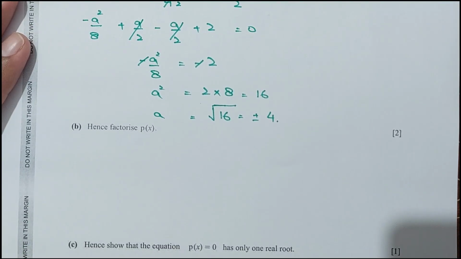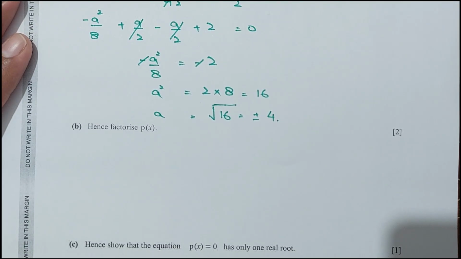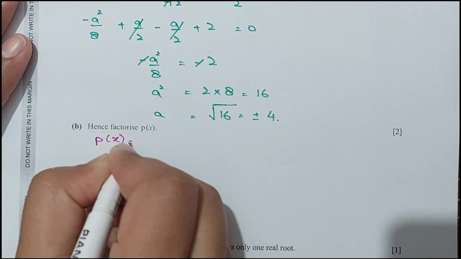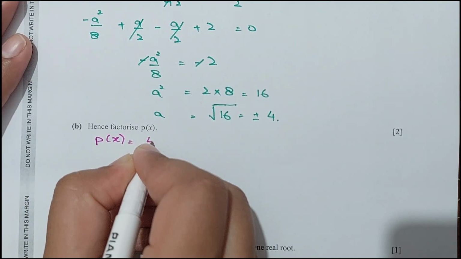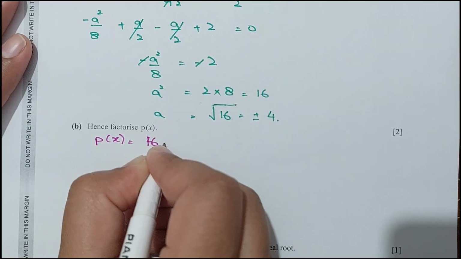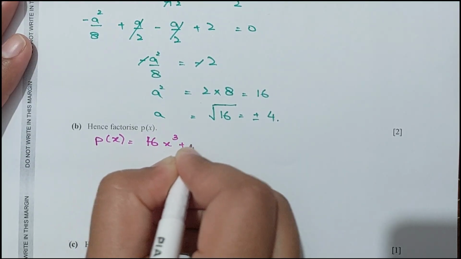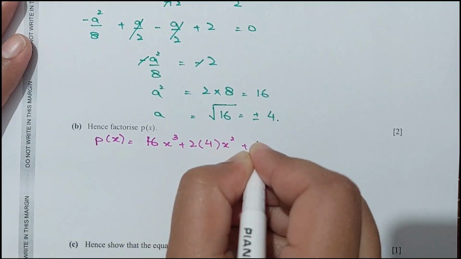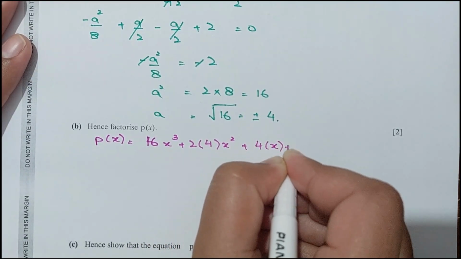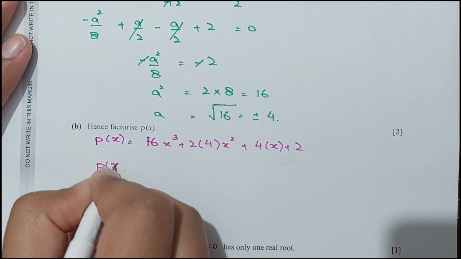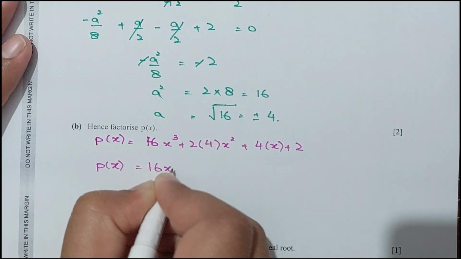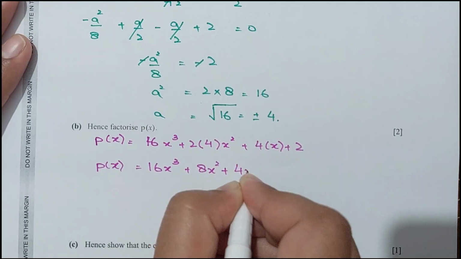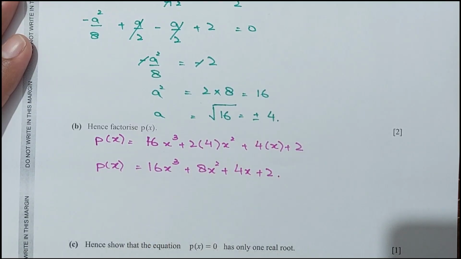Part B, hence factorize p of x. Let me rewrite the polynomial p of x. The value of a is 4. So 4 squared is 16, x cubed, plus 2 times 4, x squared, plus 4 times x plus 2. So the polynomial p of x is 16x cubed plus 8x squared plus 4x plus 2. Let me factorize this.